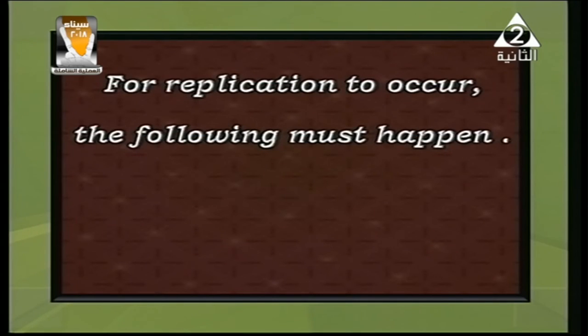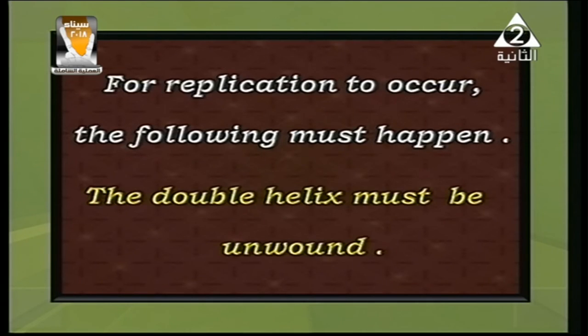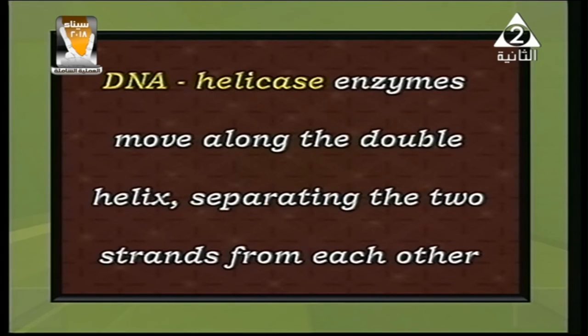For replication to occur, the following must happen. The double helix must be unwound. I mean, it is already twisted. We need to get rid of this twisting and rearrange it so it looks like a ladder, not in the form of twisting. This is the first step for replication. So, DNA helicase enzymes. Just imagine that helicase comes from helix.